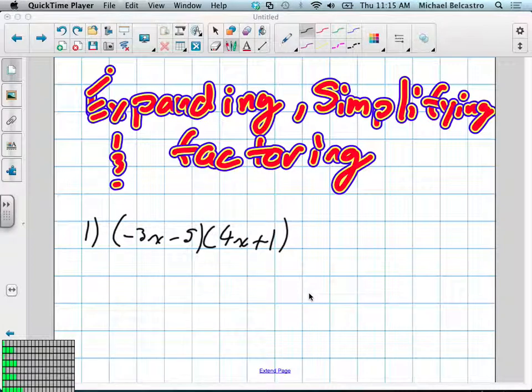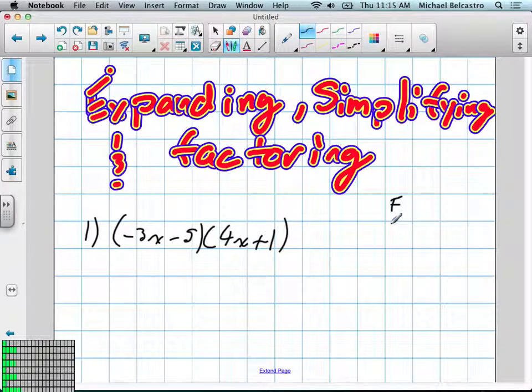Okay, expanding and simplifying, and then factoring. So this is 1C from your work here. Expanding and simplifying. If you guys remember FOIL, F-O-I-L. Tin foil. All it stands for is it tells you which numbers to multiply.